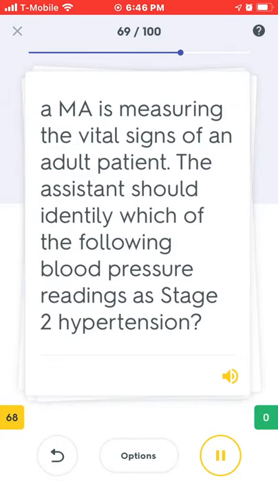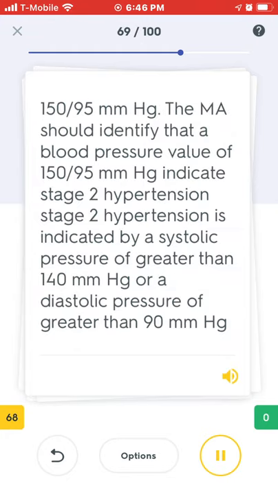A MA is measuring the vital signs of an adult patient. The assistant should identify which of the following blood pressure readings as stage 2 hypertension. 150/95 millimeters Hg. The MA should identify that a blood pressure value of 150/95 millimeters Hg indicates stage 2 hypertension. Stage 2 hypertension is indicated by a systolic pressure of greater than 140 millimeters Hg or a diastolic pressure of greater than 90 millimeters Hg.